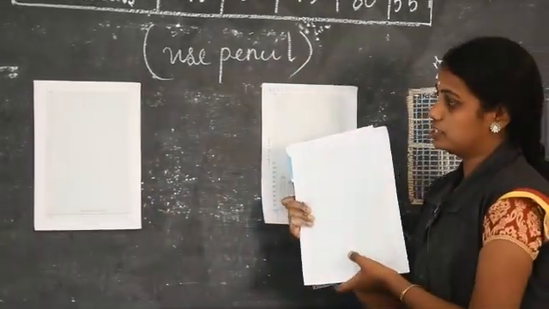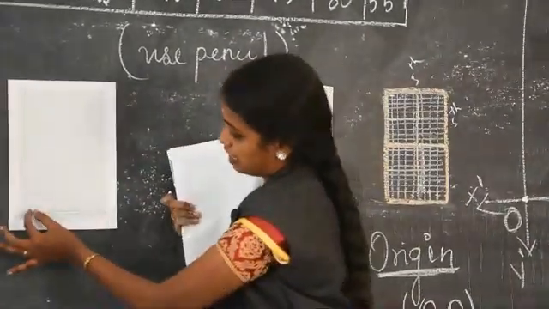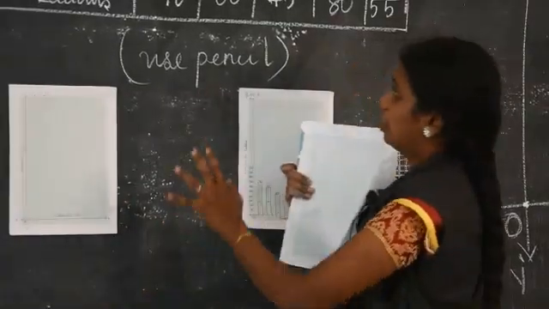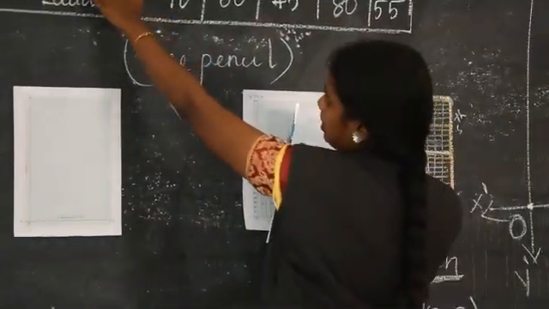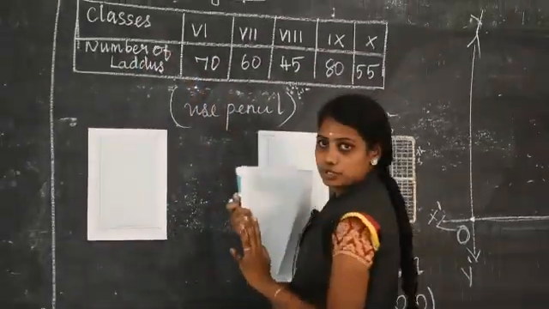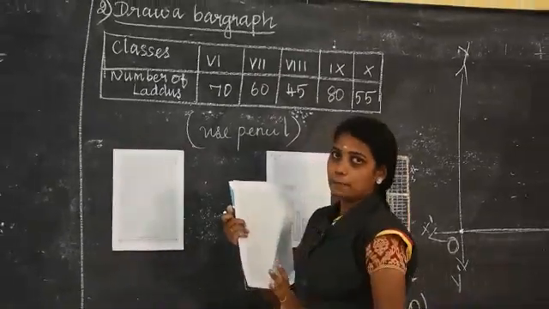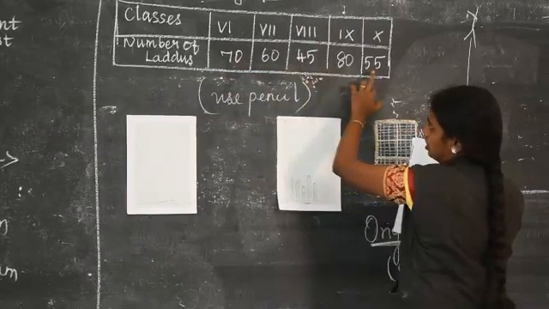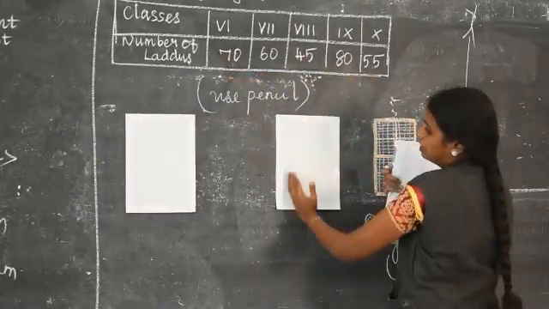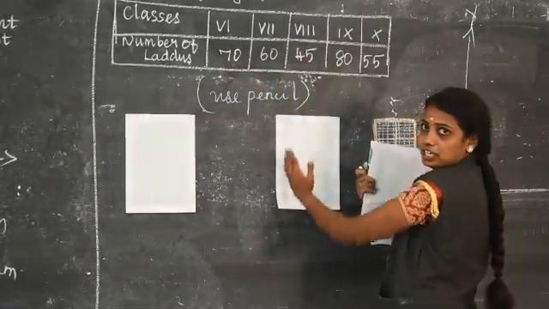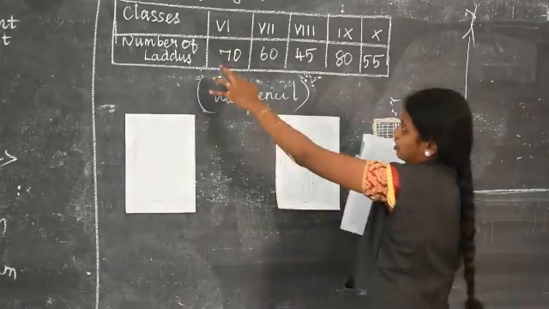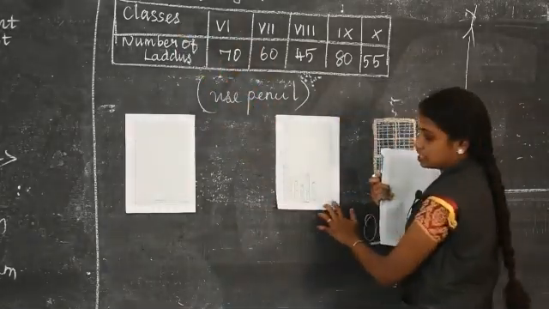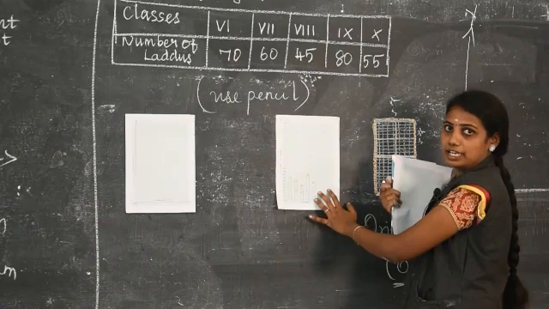After drawing that, listen to me. You can see everywhere we have 1, 1, 1 boxes. Now, the question is classes and number of laddus. Okay, classes and number of laddus. These are different units. Yes or no? Numbers, which are numbers, will be on the vertical line. Okay, numbers on the vertical line. So now the classes will be on the horizontal line. Classes will be on the horizontal line.